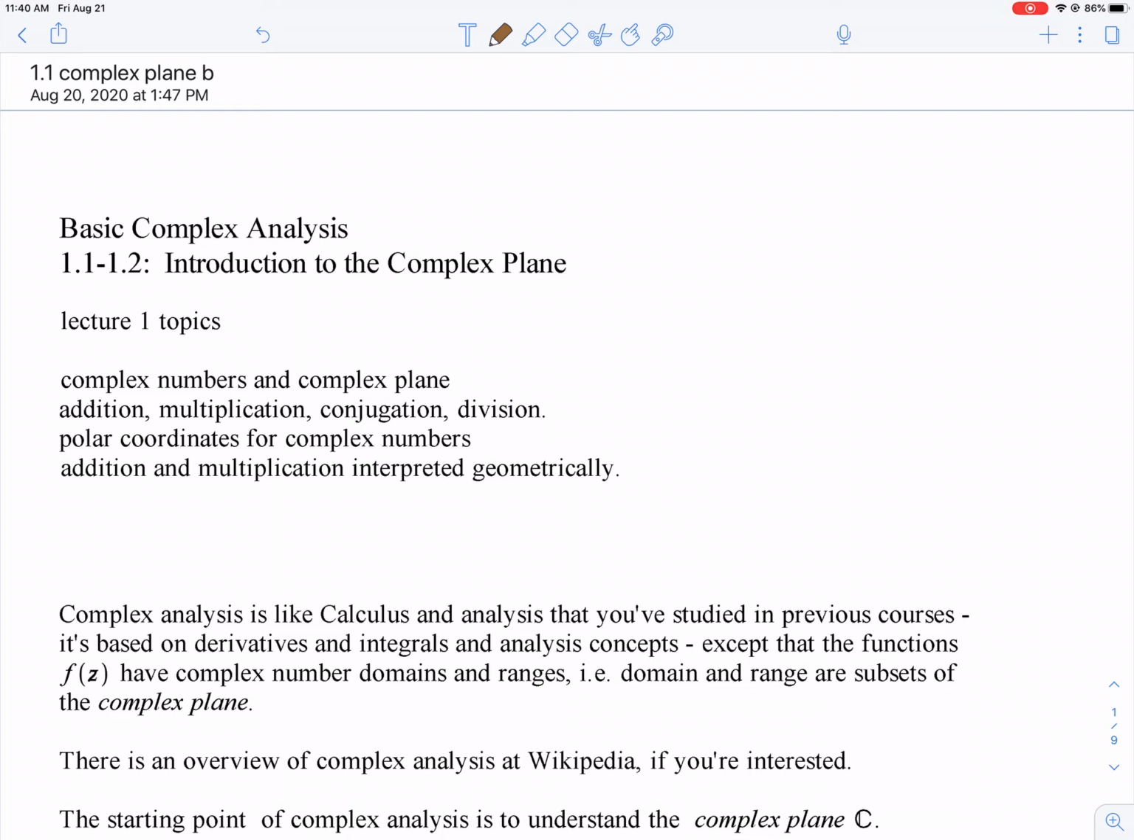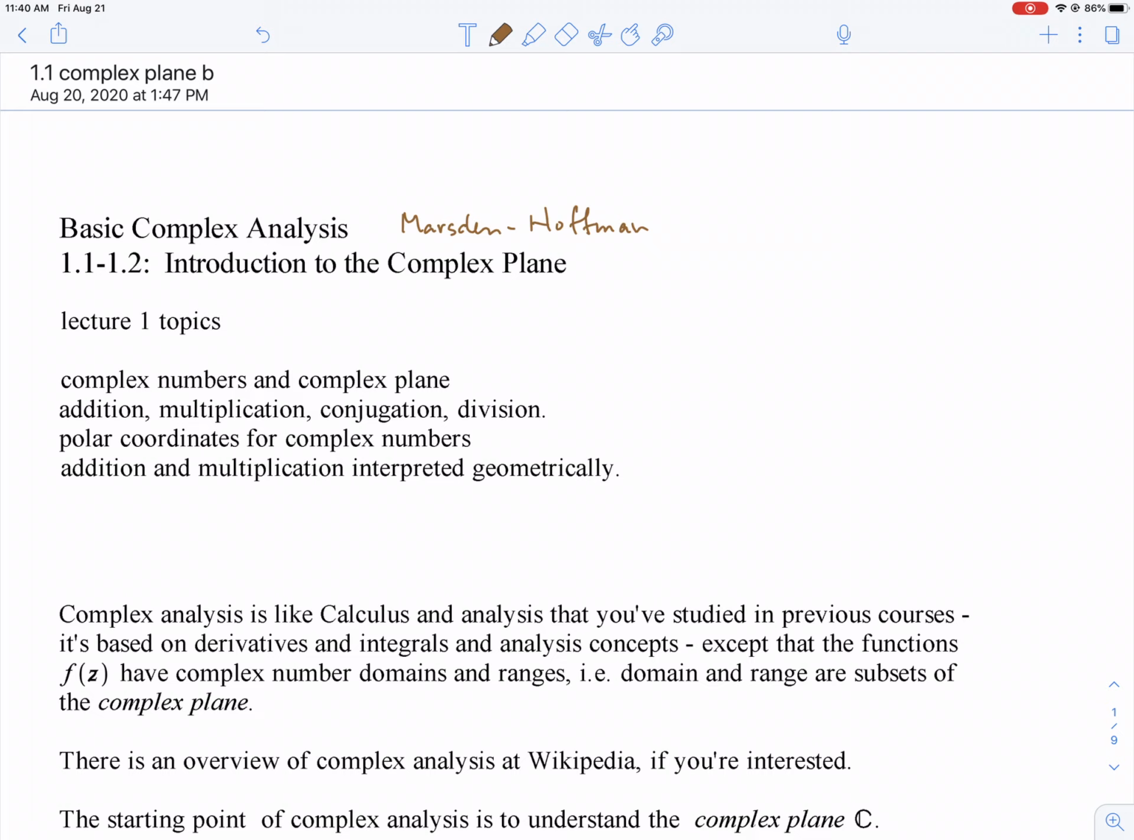In this course, we're following the textbook Basic Complex Analysis by Marsden and Hoffman. And the material we're going to talk about today comes from sections 1.1 and 1.2. It's not all of the material in those sections.